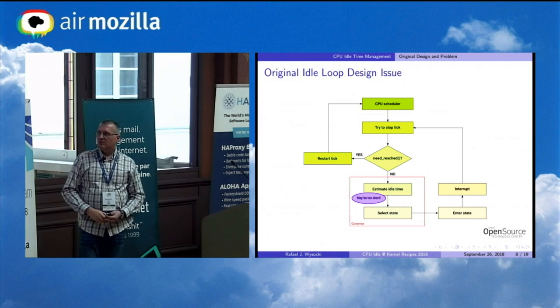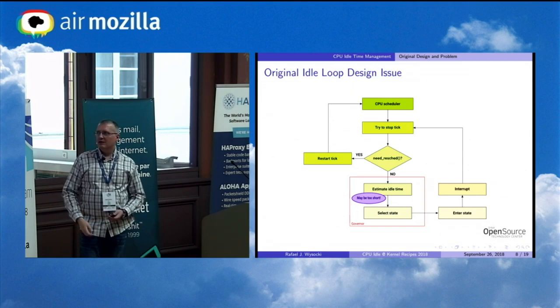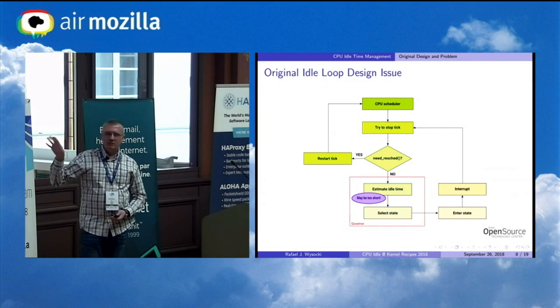So yeah, if the scheduler tick was stopped before starting to execute the idle loop, then the problem went away because it was not running, and the CPU could stay in an idle state for a long time without the interference with the tick, without being woken up by the tick. But it turned out that this was problematic. And why was it problematic? So can anyone see why that could be problematic?